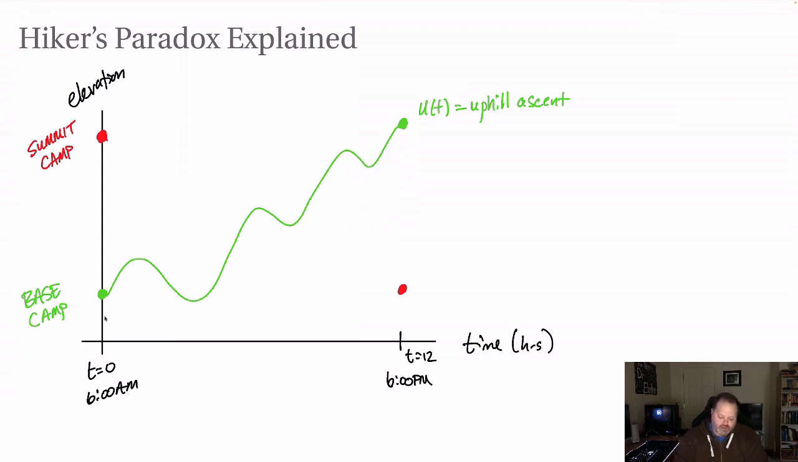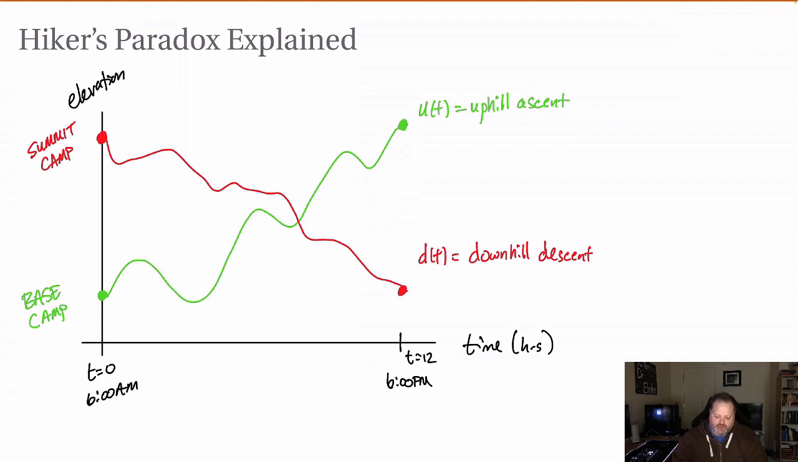You can't do it. So maybe this is downhill. I'll call that D of T. This is my downhill descent. And you'll note that no matter how I drew the 2 graphs, there must be some point like this. And at that point, what can you tell me? Well, you can tell me I'm at the same elevation at the same time on both days. So this point proves the paradox is true.